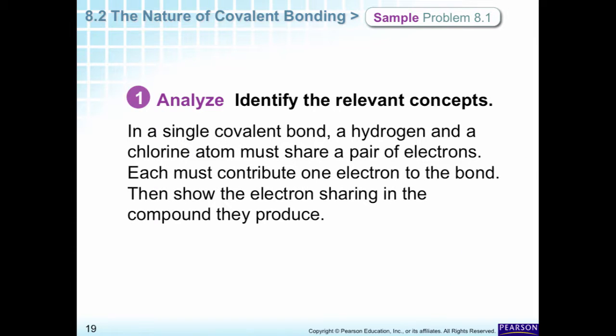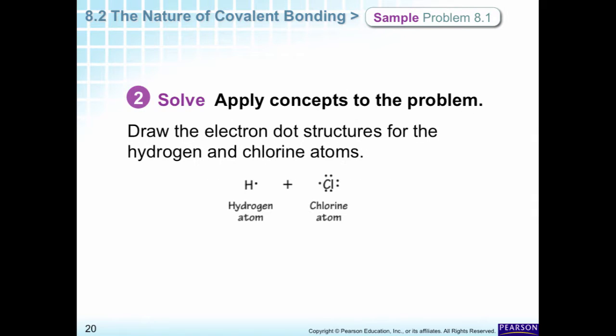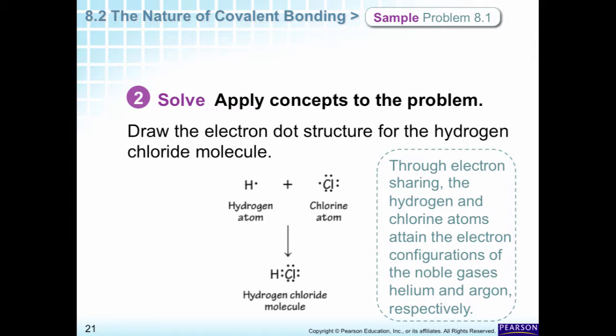Okay, in a single covalent bond, we have to share a pair of electrons. We know hydrogen has 1 dot and chlorine has 7 dots, as seen here. So to come together, that hydrogen is going to move to where that single dot in chlorine is, and we get the hydrogen chloride molecule. And so hydrogen will look like helium, and chlorine will look like argon.